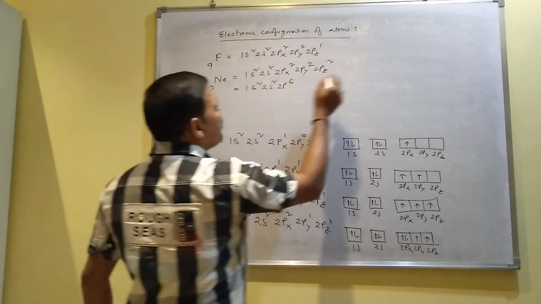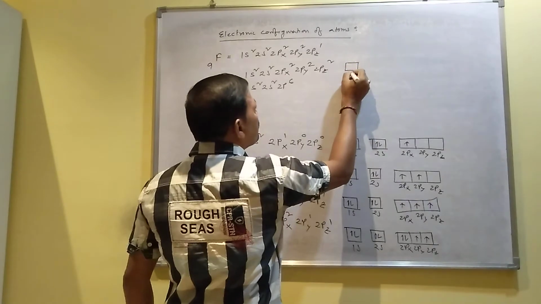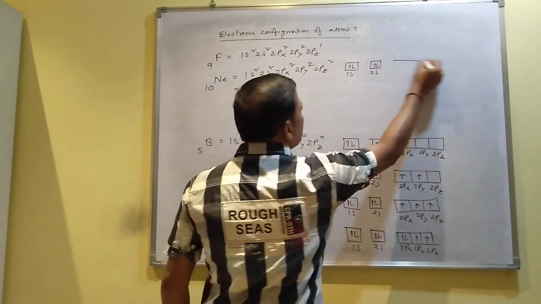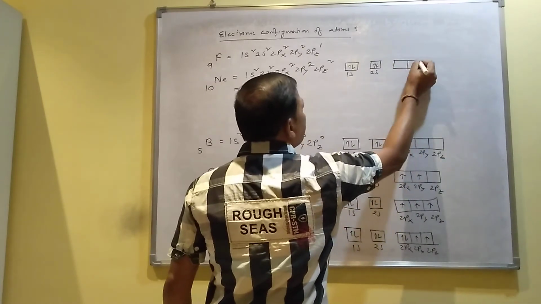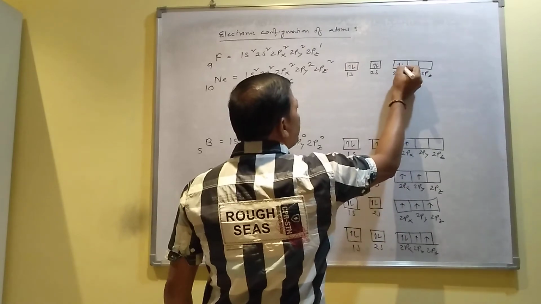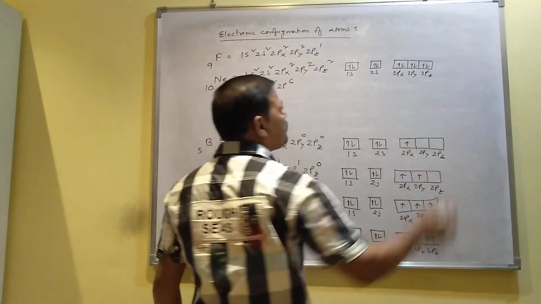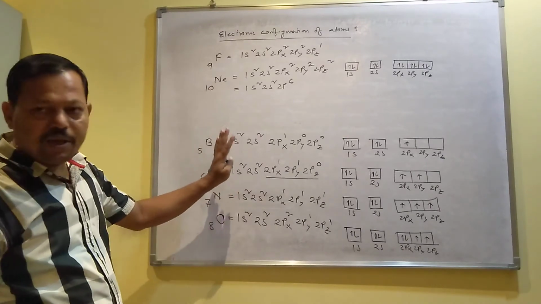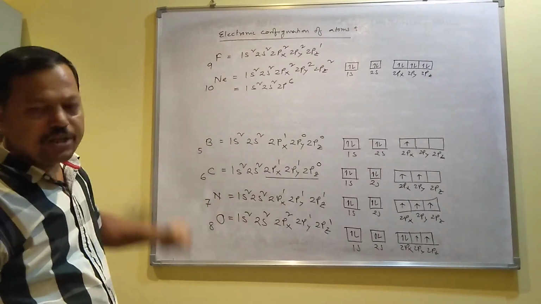So in case of neon, 1s2, 2s2, and 2p contains 2px, 2py, 2pz, each containing 2, 2, 2 electrons. So now I have written so many configurations from hydrogen to neon.